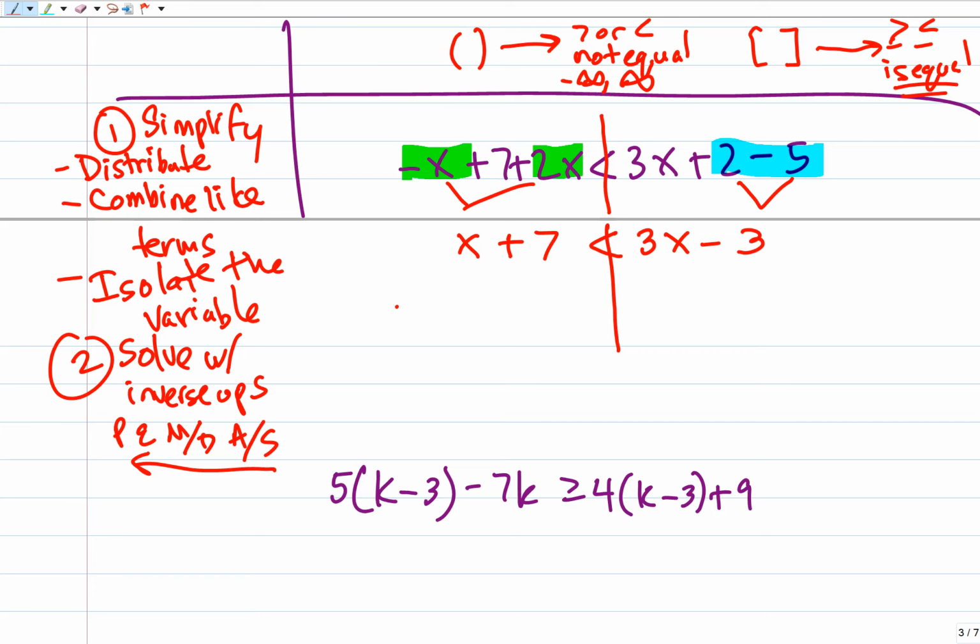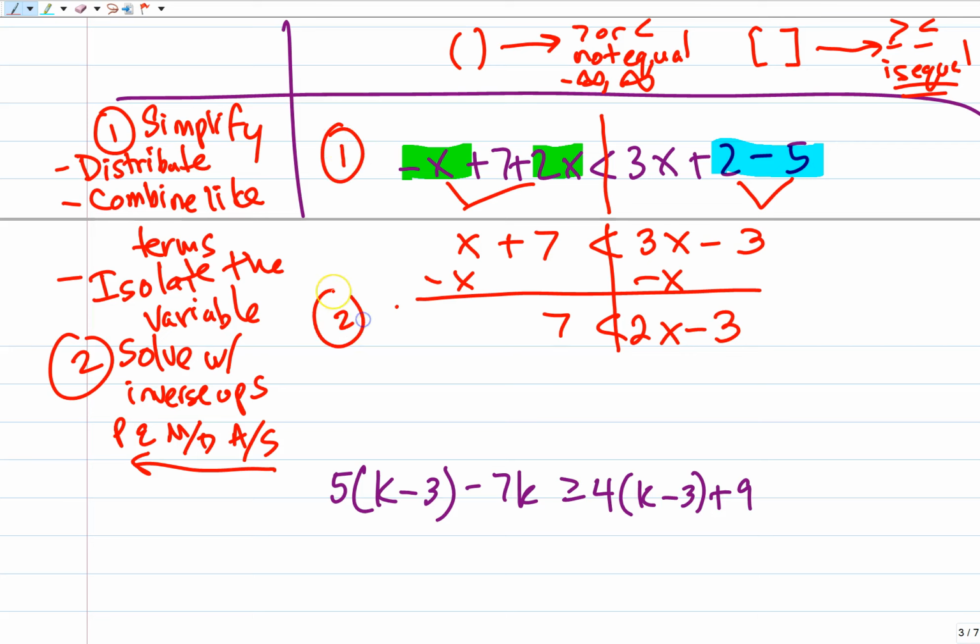By vote here, would you rather subtract the x or subtract the 3x? I heard an x. Okay, most of us are leaning towards the x. So you want to deal with positives? That's fine. That leaves us with 7 is less than what? Now we're ready for step 2, which is to solve. Doing what first?